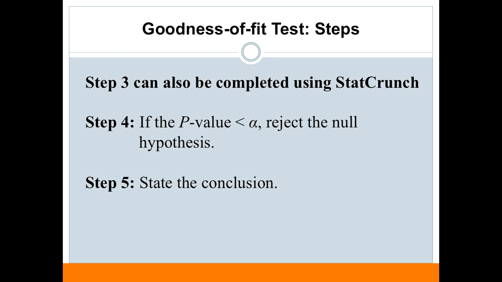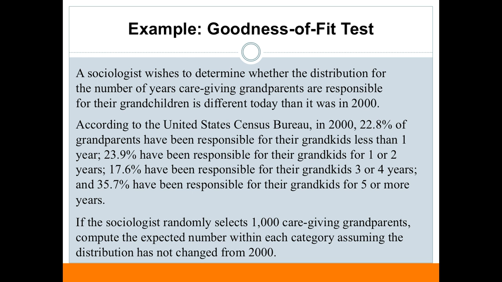Now, conclusions should look pretty familiar. If the p-value is less than alpha, then we decide that we should reject the null hypothesis. If that's not the case, then we fail to reject. And then we state the conclusion in a full sentence.